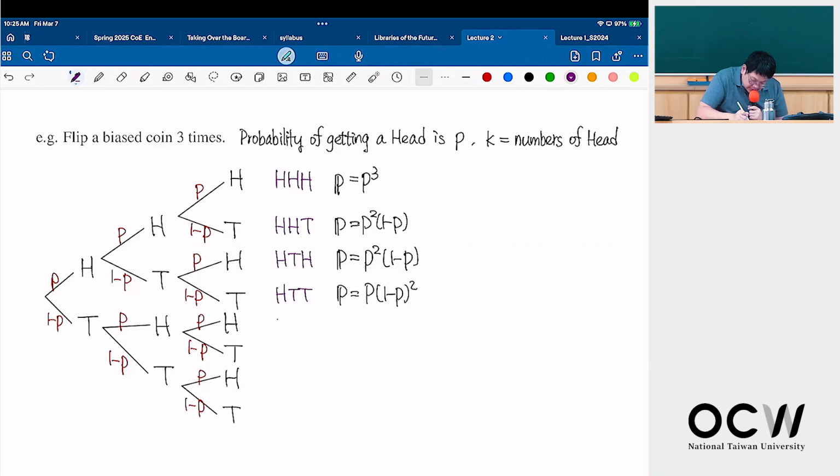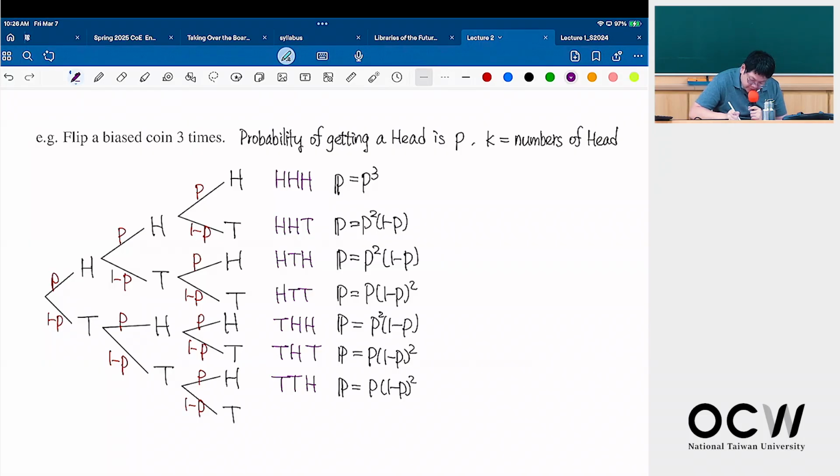In the following case, I have tail, head, head. So the probability is p squared times 1 minus p. And then I have tail, head, tail. So I have 2 tails and 1 head. So that is p times 1 minus p squared. And then I have tail, tail, head. The probability is p times 1 minus p squared. And the last one, all tails. So the probability is 1 minus p cubed.